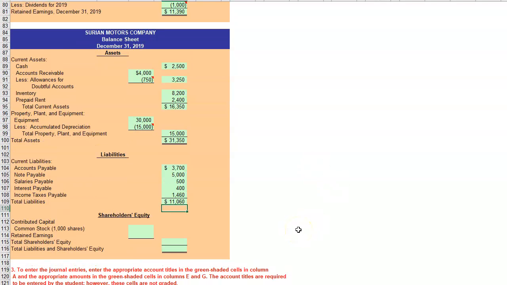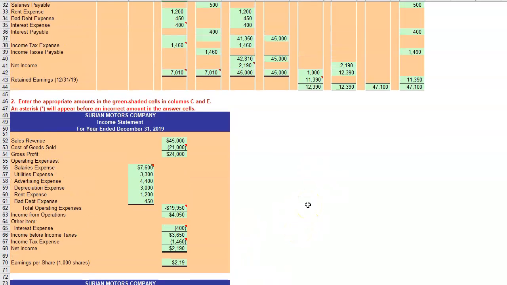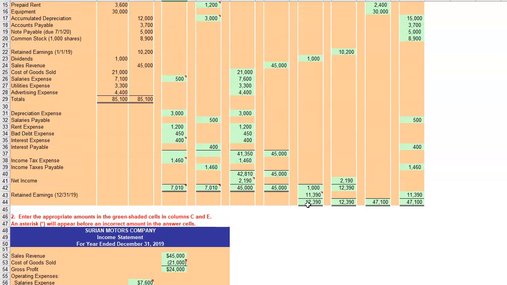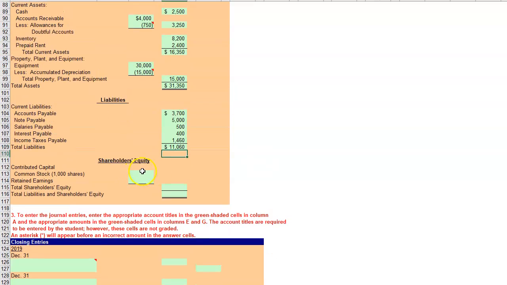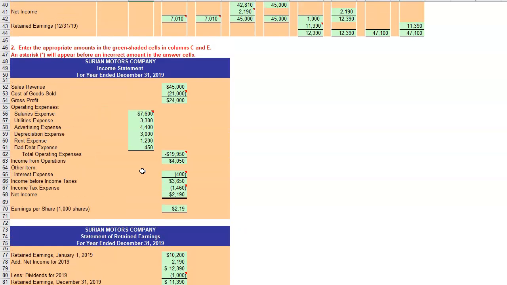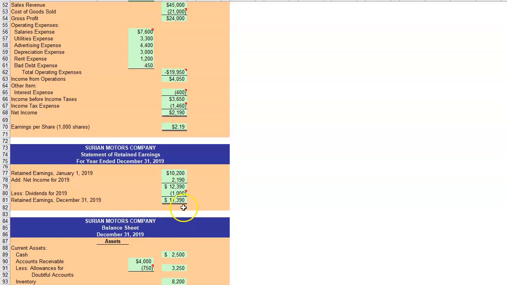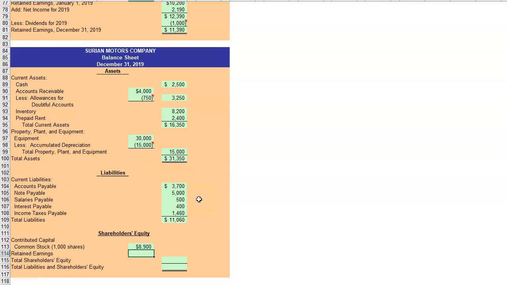Yay! All right, so then our common stock is 8,900. Retained earnings is what we got on our statement of retained earnings, so 11,390.